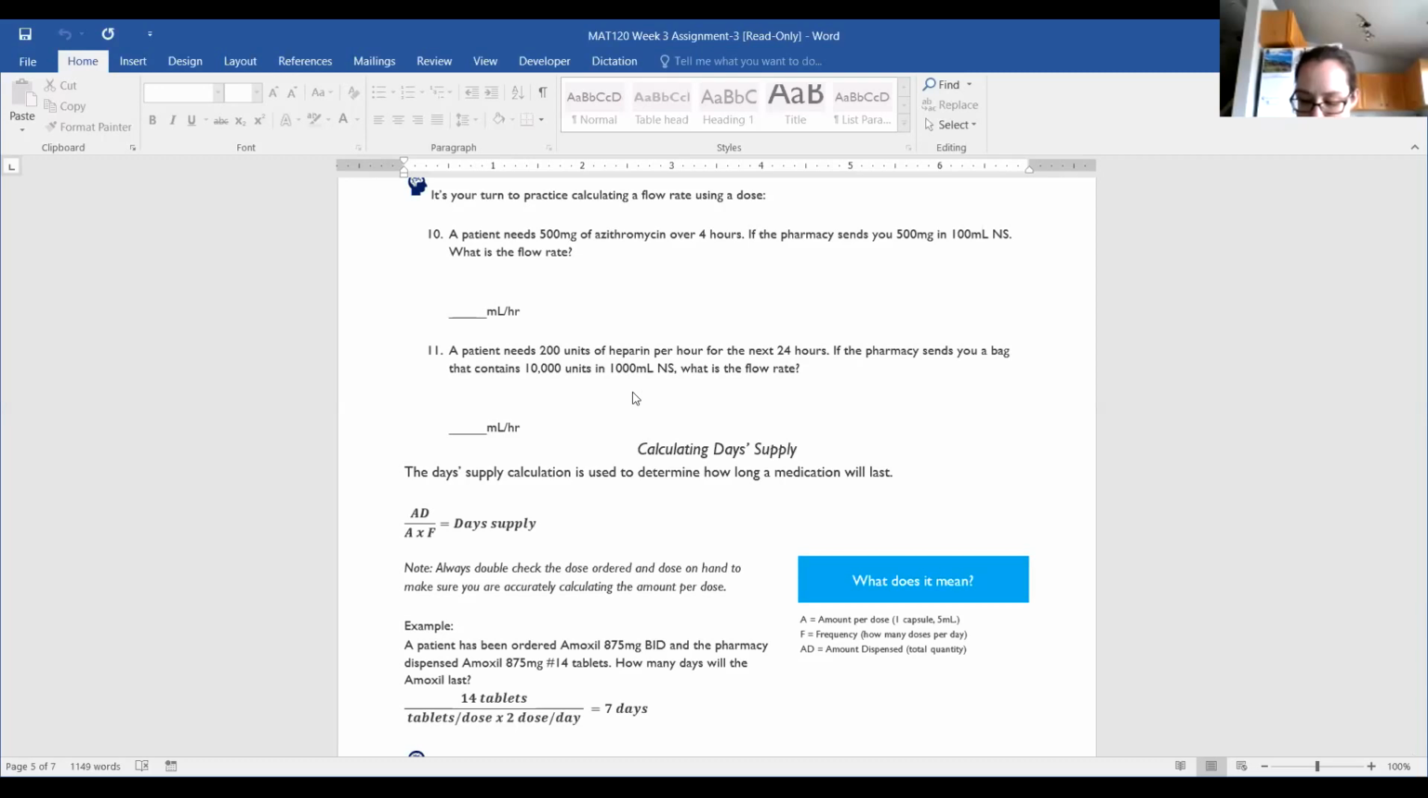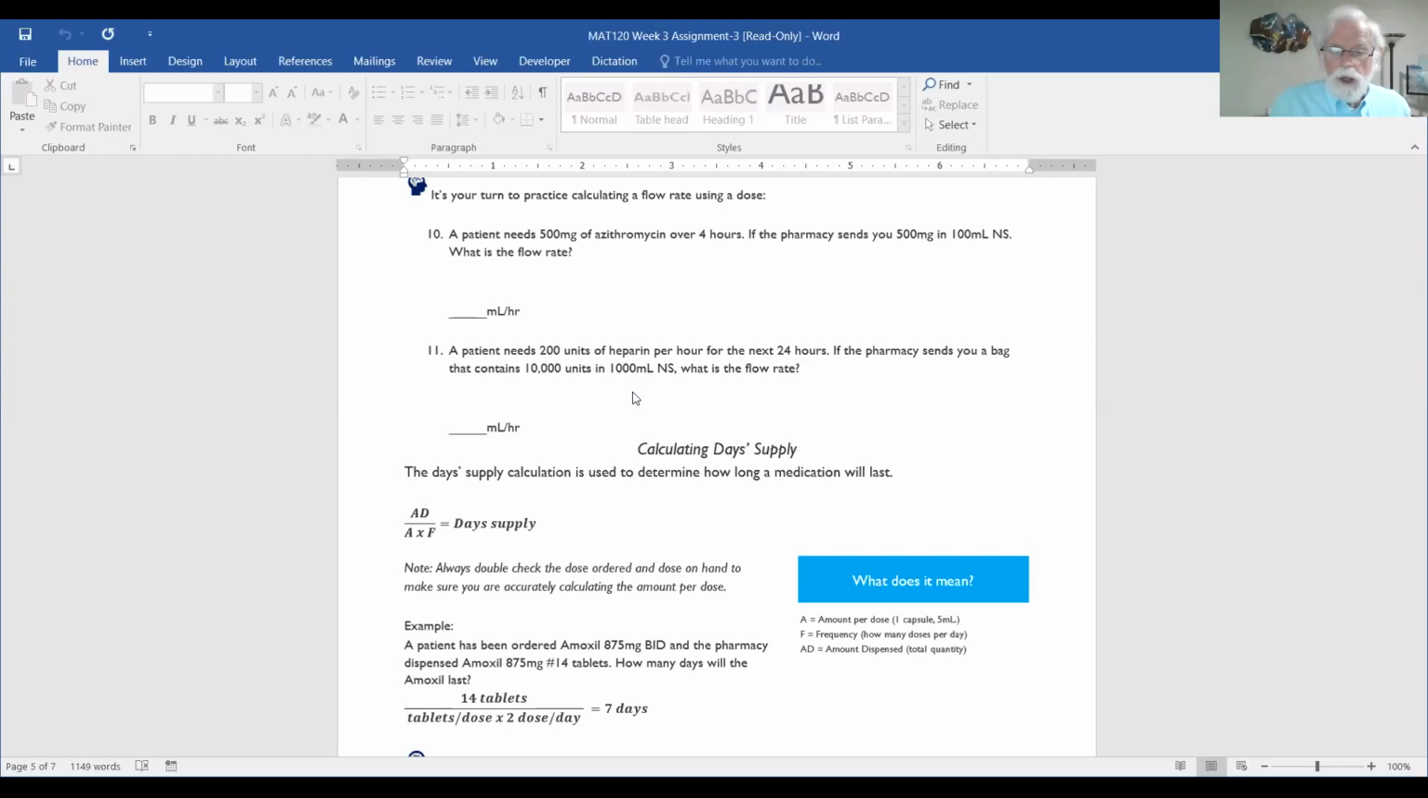So 200 divided by 10,000 times 1,000 would be 20 milliliters per hour. Yep. I can't believe that. Don't overthink any of these. But I can understand it. They give you a lot of information. You really don't care that it's 24 hours.